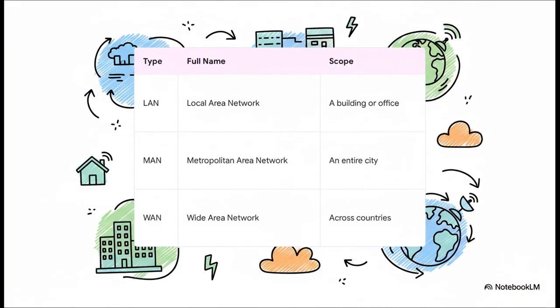You know, one of the easiest ways to think about networks is by their size. You've got your LAN, your local area network. That's super small, like the Wi-Fi network in your house. Then you scale up to a MAN, a metropolitan area network, which can cover an entire city. And then you've got the big one, the WAN, or wide area network. And the ultimate WAN? That's the internet itself, stretching across the entire globe.